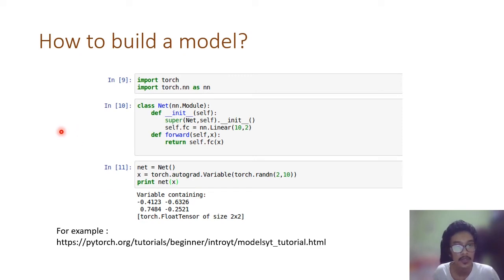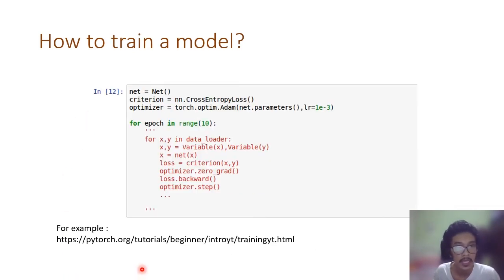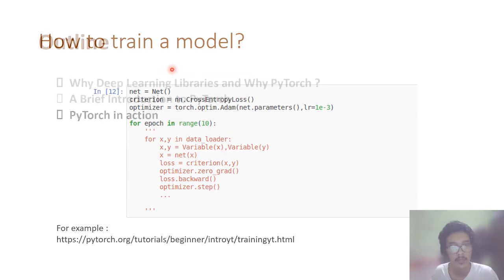And how to build the model? To build the model, you can use torch.nn or torch.nn.functional like before. And to train the model, you need to define the module and the loss function and the optimizer.